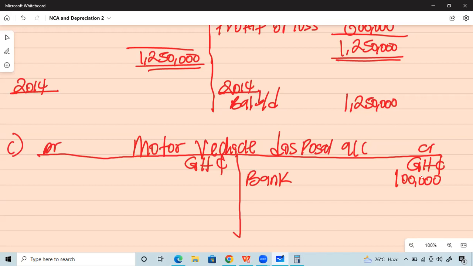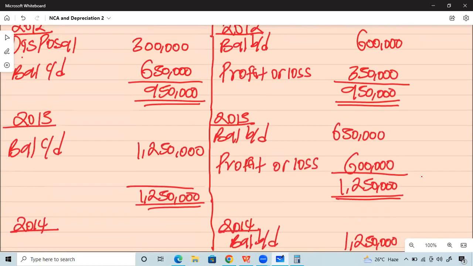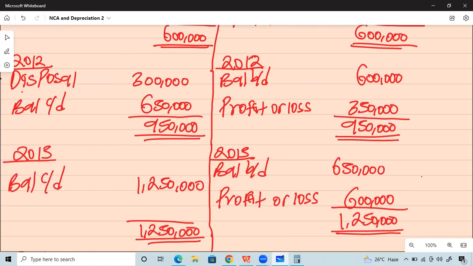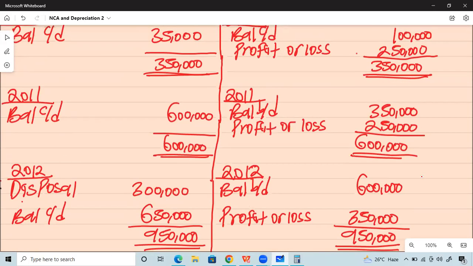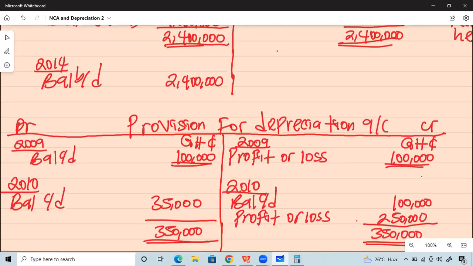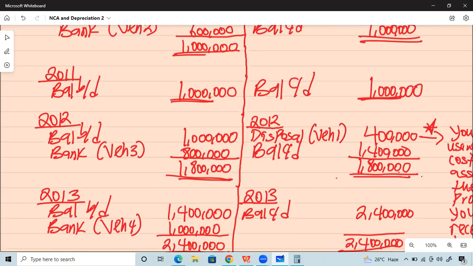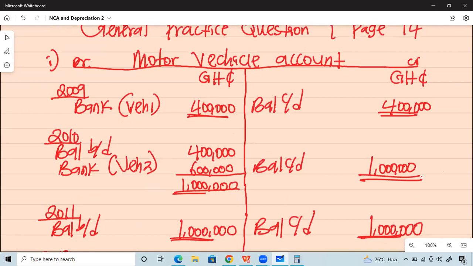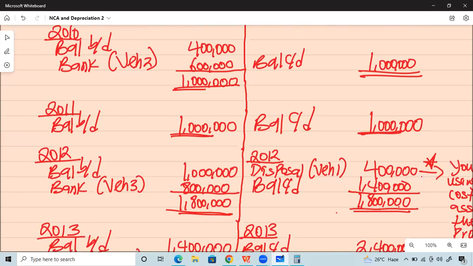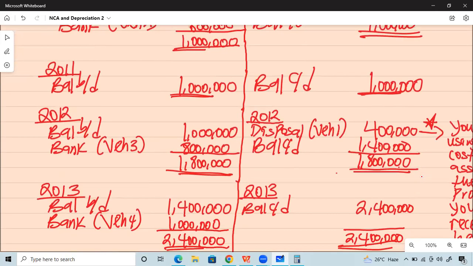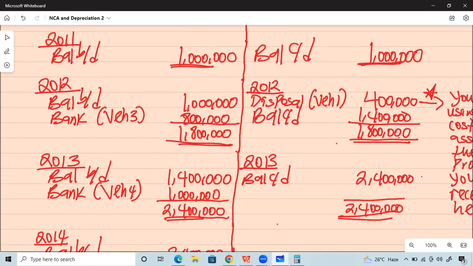Now, the next thing that we need to look for is where you see disposal in each of the ledgers that you have prepared. You can start from the beginning. Look at requirement 1, the motor vehicle account. I can see disposal now. In 2012, 400,000 is on what side? It is on the credit side. When you open the disposal account, it will go to the debit side.